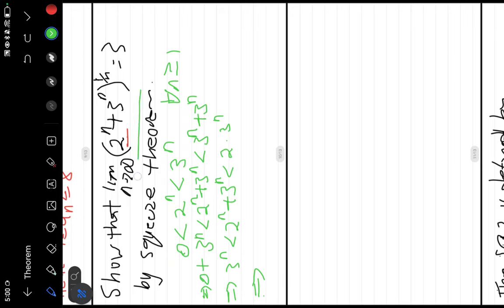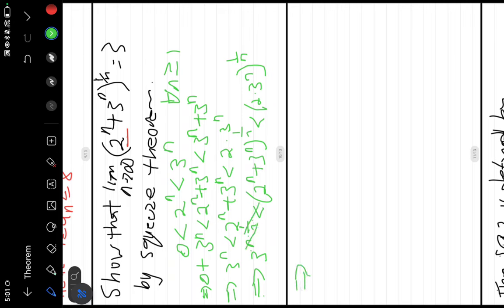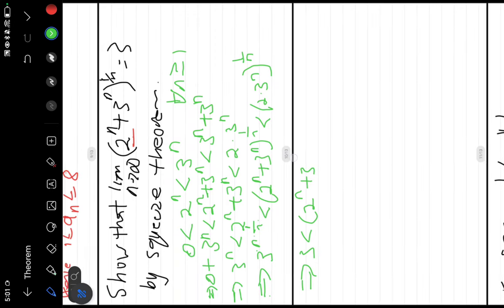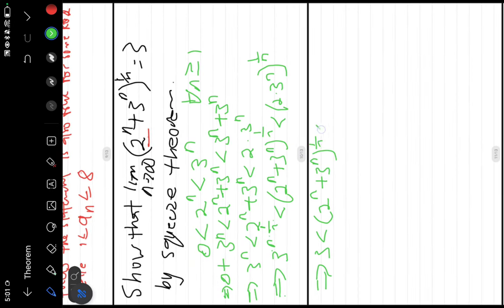Now I need to add the power 1 over n. So I'm going to say (3^n)^(1/n), which is less than (2^n + 3^n)^(1/n), which will be less than (2 times 3^n)^(1/n). Then the n here would cancel this 1/n, then I'll be left with 3, which would be less than (2^n + 3^n)^(1/n), which will be less than 2^(1/n) times 3, because the n would cancel the 1/n.